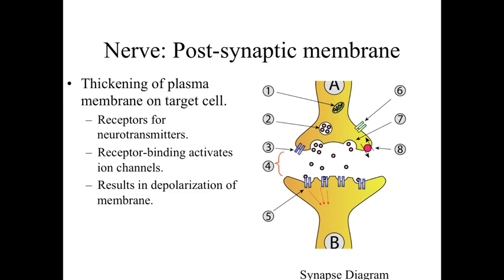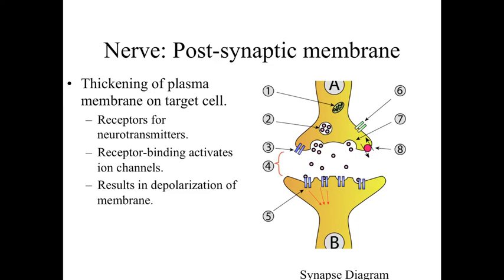On the postsynaptic membrane, post for after, so after the gap, after the synapse, looking at the receiving cell, we're going to have a thickening of the plasma membrane, thickening of the target cell. In many cases, it's going to wrap kind of partially around the sending cell's tip of the axon, the terminal bouton. And within this region, we're going to have receptors for the neurotransmitters, so they can bind to the neurotransmitter.